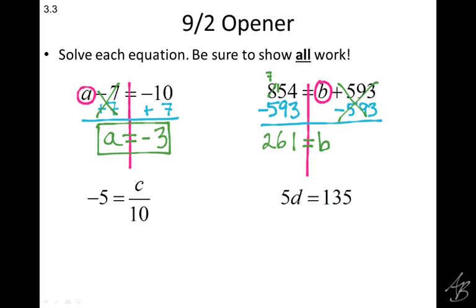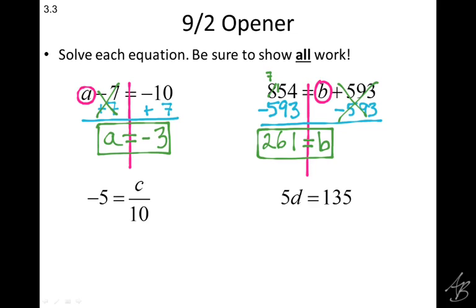Is that a positive 261 or negative 261? Positive. Why? So the bigger number was positive there.